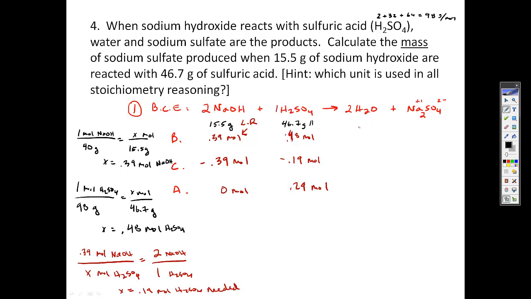Let's go ahead and work these out. Okay, before the reaction, I've got 0 and 0. If I react 0.39 moles of this, I'm going to make 0.39 moles of water, right? Just using the ratio in my reaction. And then I'm going to make half as much sodium sulfate, so it's going to be 0.19 moles of sodium sulfate. Okay.